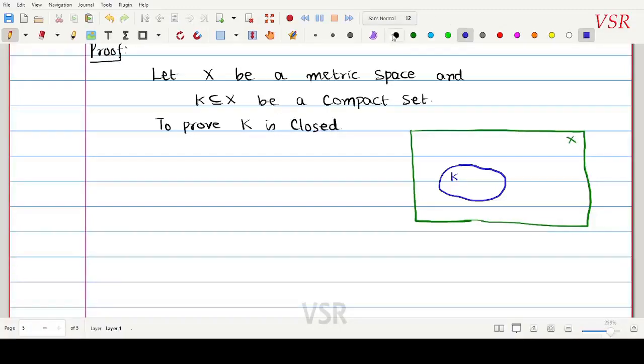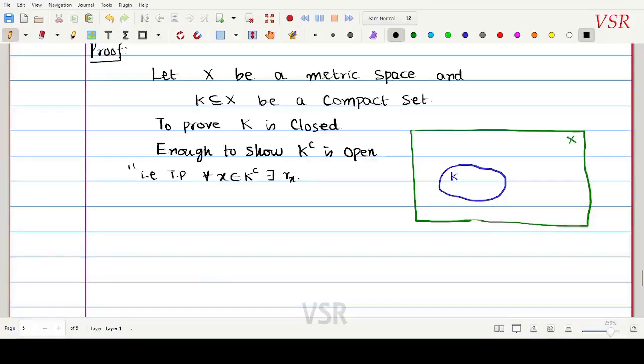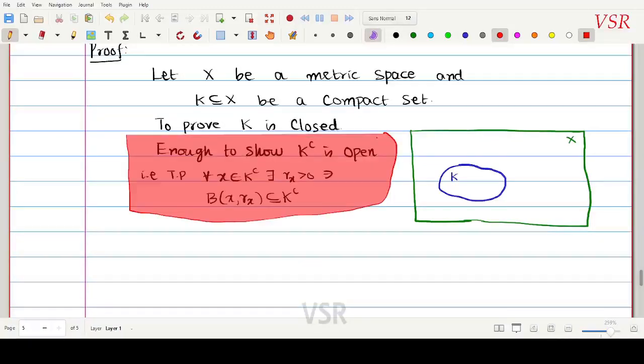So it is enough to show that K complement is open. That is, to prove that for every x belonging to K complement there exists some r_x positive such that the ball with center x and radius r_x is contained in K complement. This is what we want to prove. Once we say this, we will have that K complement is open. So this is what we are going to prove.